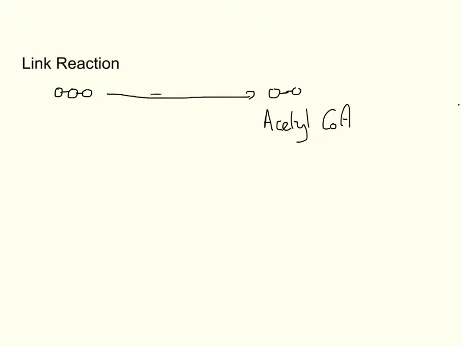So the next stage in our process is the link reaction. This takes our 3-carbon pyruvate molecule from the previous reaction and converts that into a 2-carbon molecule called acetyl-CoA. Okay, now in order for this to happen, we're losing a carbon molecule. If we lose a carbon molecule, that comes off as a CO2 molecule.